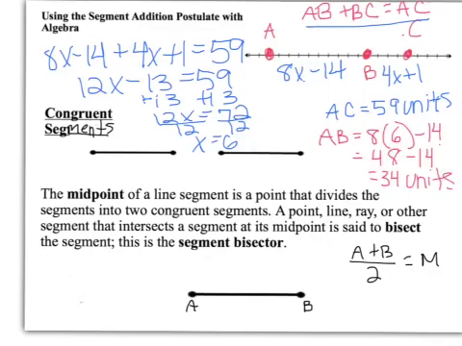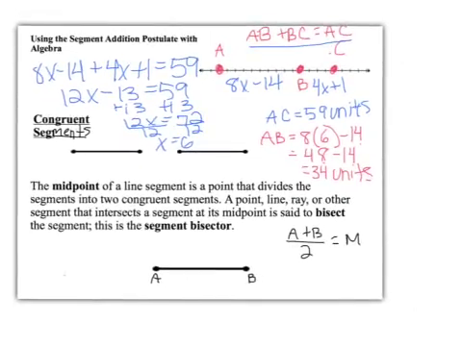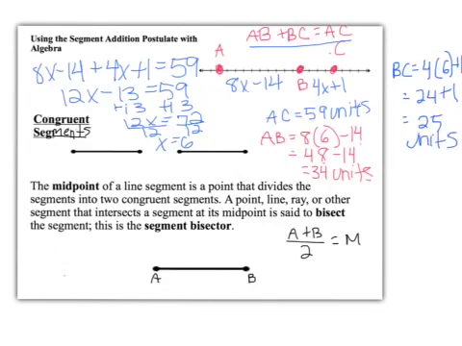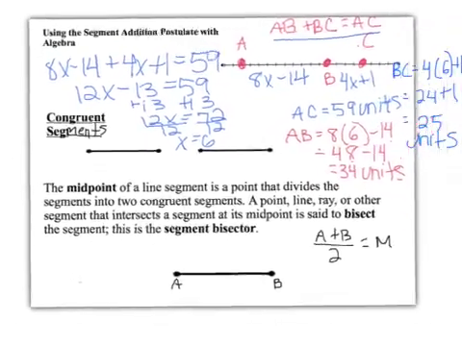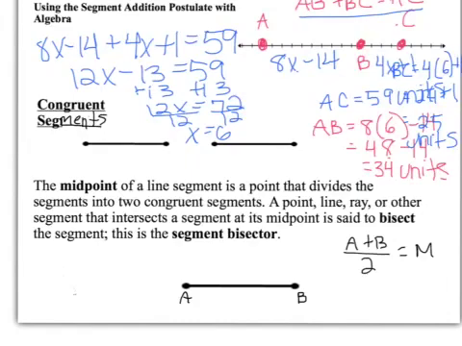We can do the same thing for BC. BC equals 4 times 6 plus 1, which means 24 plus 1, so BC equals 25 units. And as you can see, BC plus AB gives you the total 59. 25 plus 34 gives you 59 units. So that's one way that we can use the segment addition postulate to help us solve an algebraic equation.